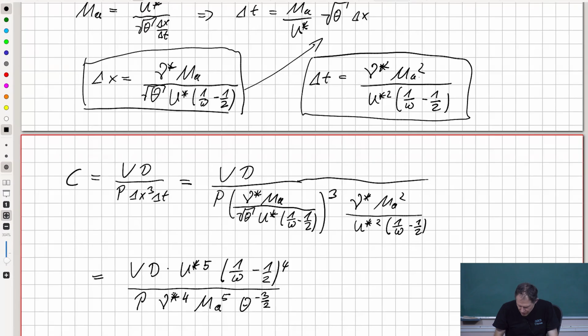So do I have everything? Okay, now there are constants in this which are just given by physics. You have a problem that has a certain volume, a certain duration, a certain velocity, and your fluid has a certain viscosity. So this is not under your control. This is given by physics. So the things that are under our control are 1 over omega minus 1/2 to the fourth power and the Mach number to the fifth power.